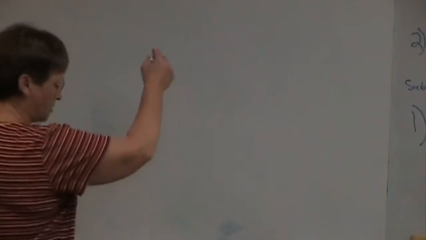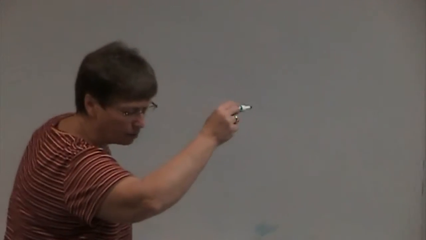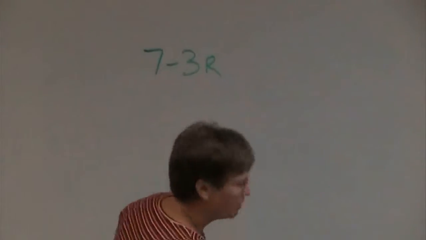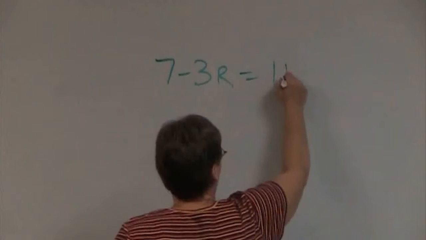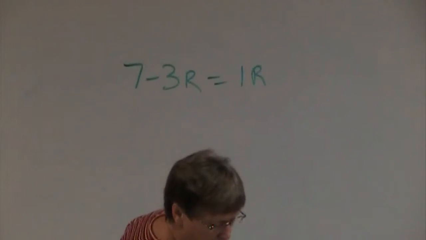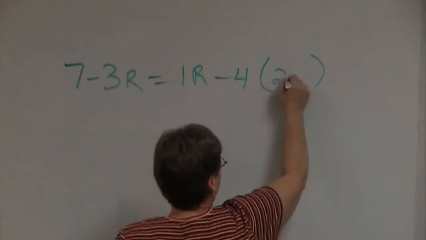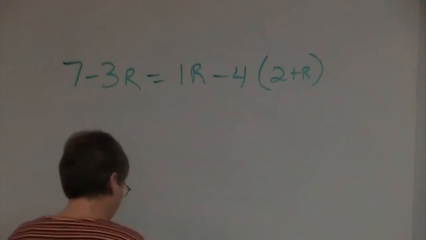Watch the board. Okay, Lucas? Here is the problem. I would copy this down. 7 minus 3r equals 1r. Okay, what's inside the parentheses? 2 plus r. All right, pay very close attention to this.